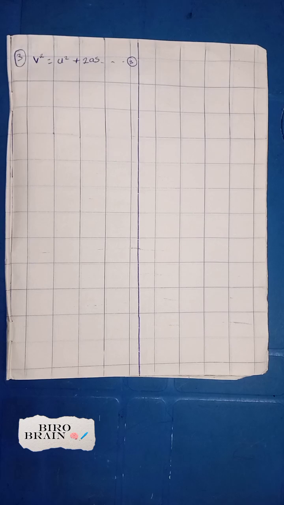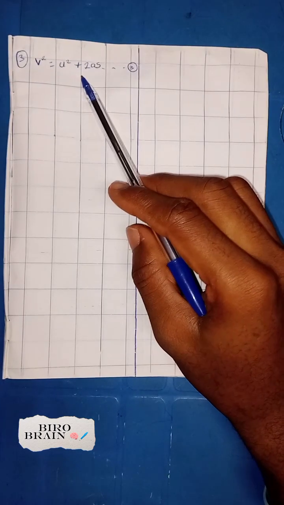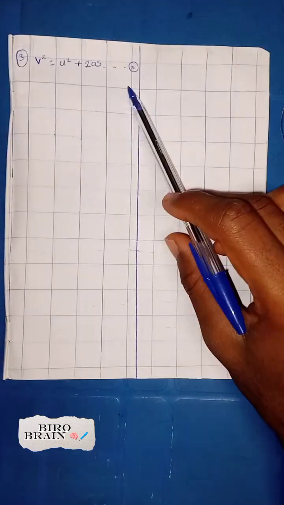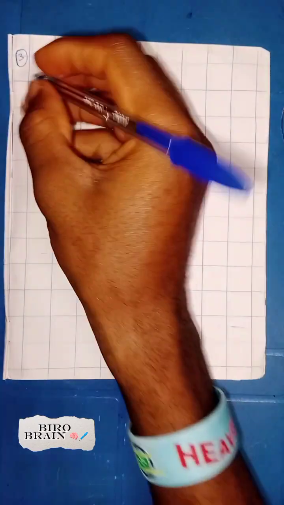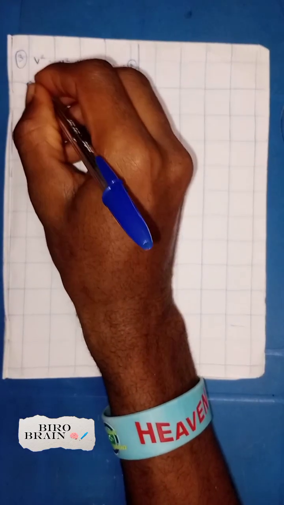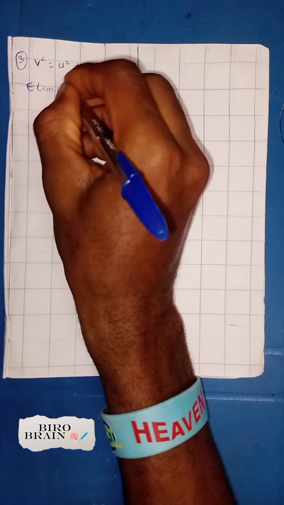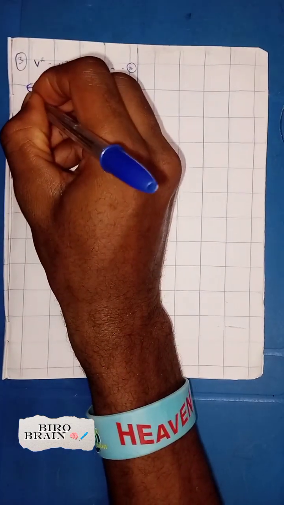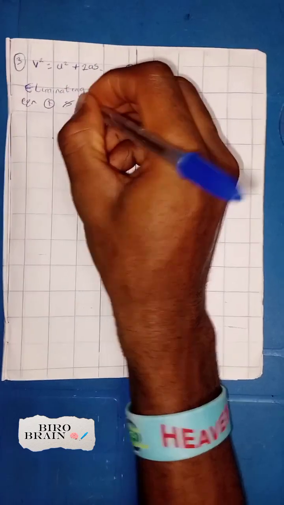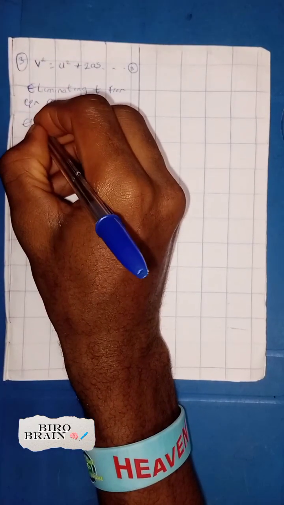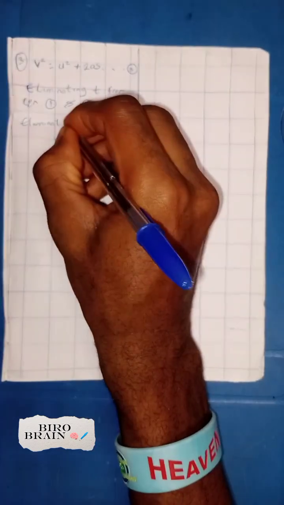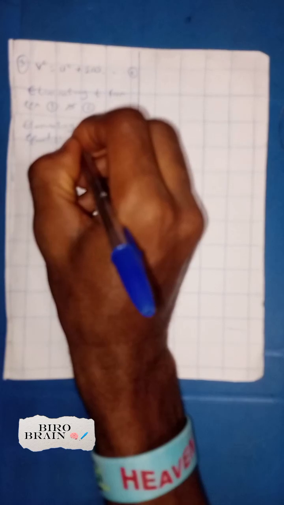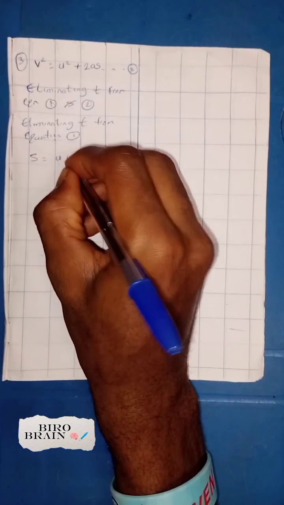So in order to derive the third equation, now this is the equation we're going to derive next. In order to derive this equation, we have to eliminate t from equation 1 and equation 2. So let's start with equation 1, eliminating t from equation 1, which is s is equal to u plus v over 2.